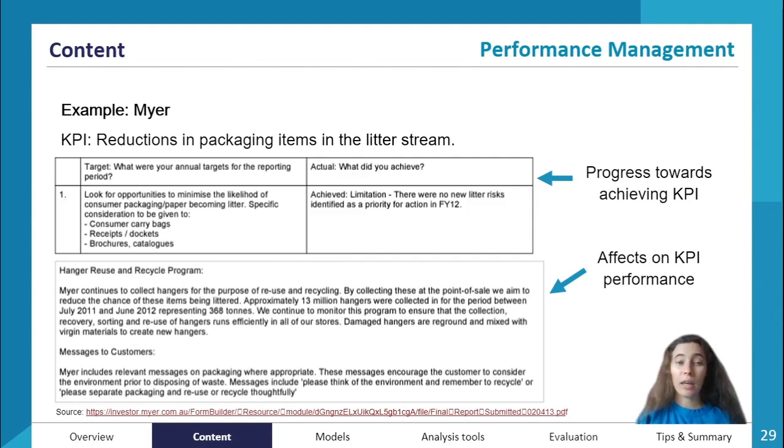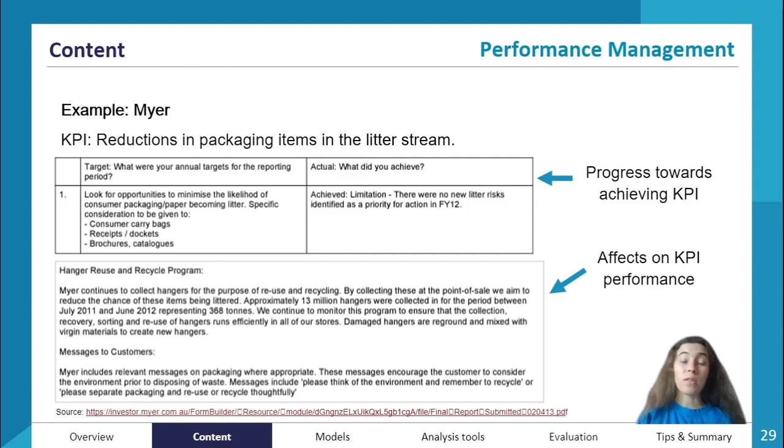We've got a target here. What were your annual targets for the reporting period? We can see that they wanted to look for opportunities to minimize the likelihood of consumer packaging becoming litter. And so they were specifically looking at carry bags, receipts and dockets, brochures, catalogs, and other marketing materials.